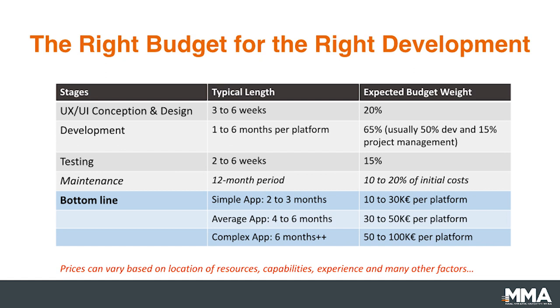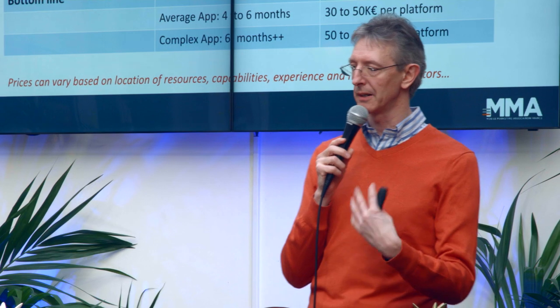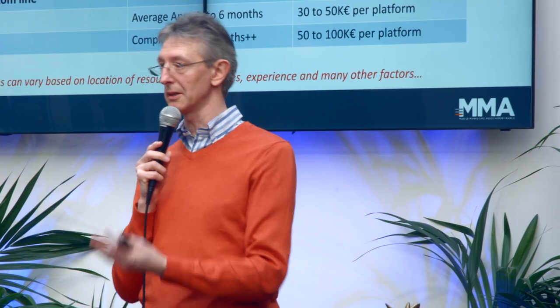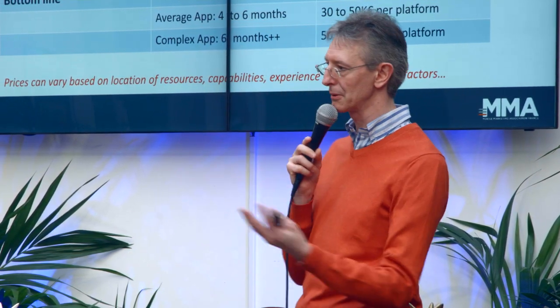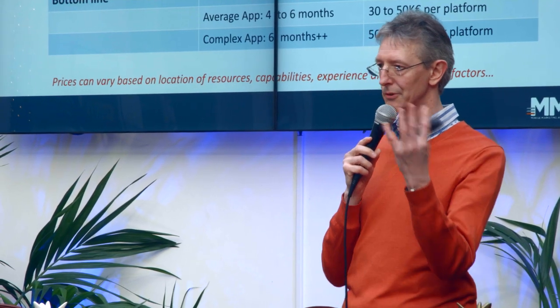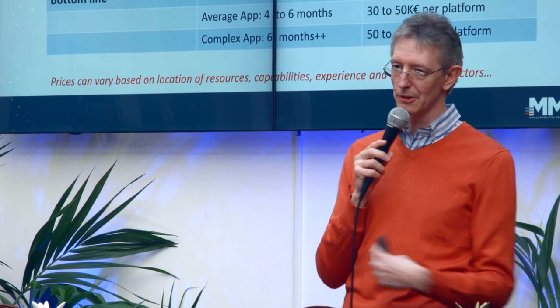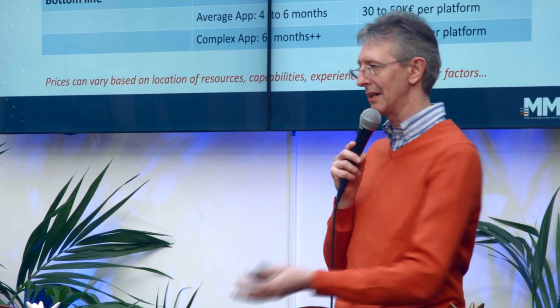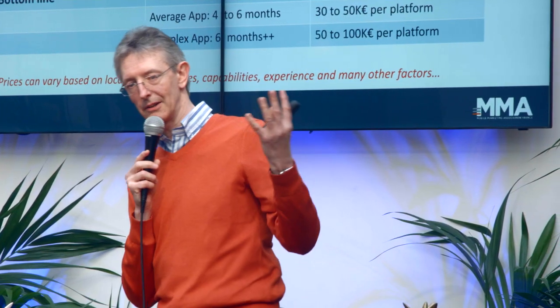So if you look at the first phase we talked about, which is UX, UI, and so on, it's going to take several weeks. Your development is going to take several months. Testing is going to take several weeks again. And, of course, it's going to vary depending on how complex your app is, right? If your app is not so complex, it's probably a 2 or 3 month process. If your app is very complex, it might take 6 months or more to develop. And it's going to cost anywhere between $10K, $50K, $100K.